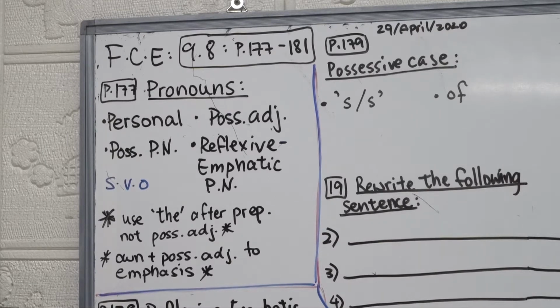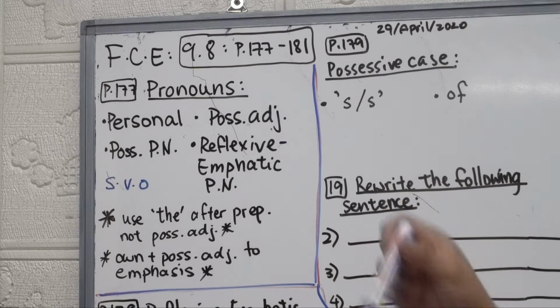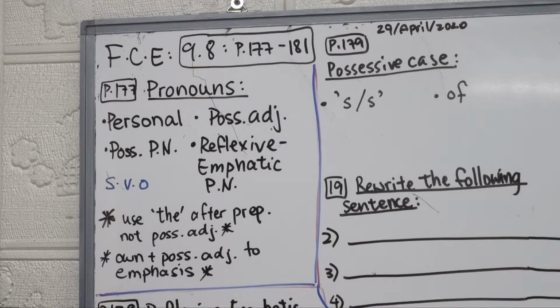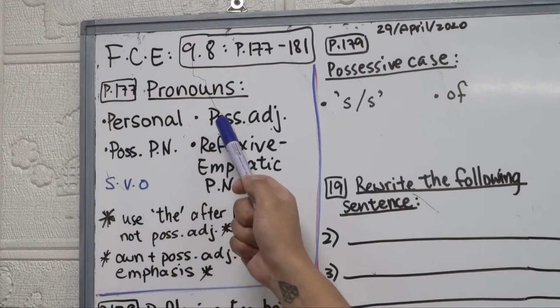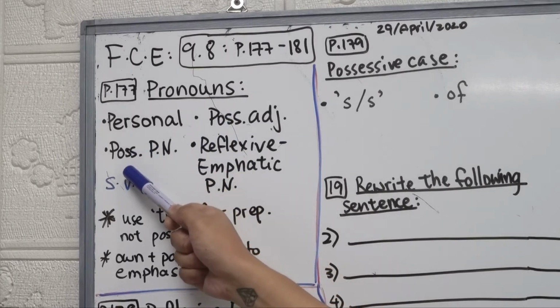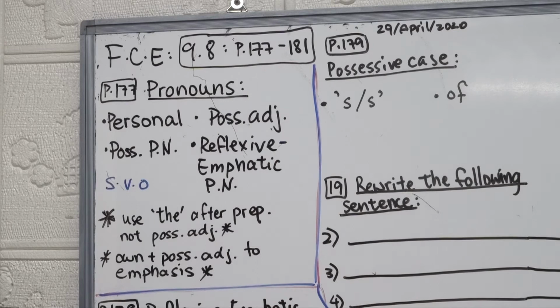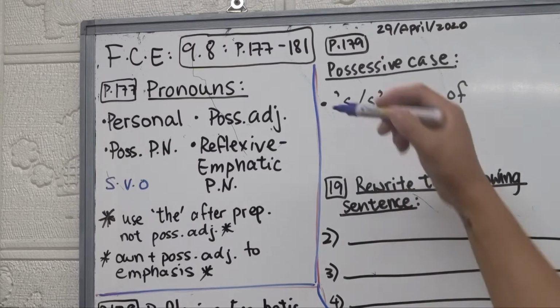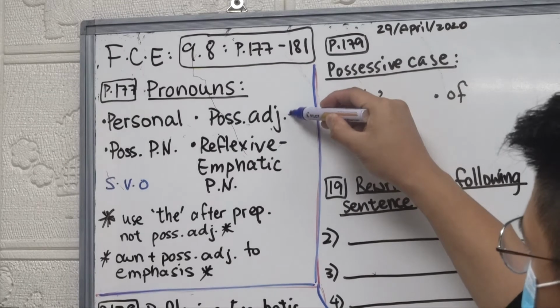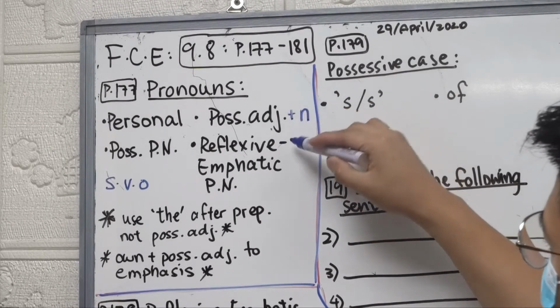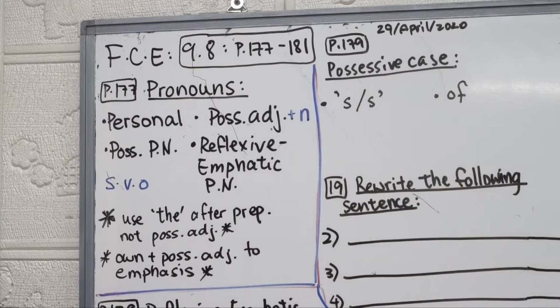Very simple. And then for possessive adjectives, all right? Be careful because there are 2 types of possessive. Remember, we have possessive adjectives and possessive pronouns. Let's take a look first at the possessive adjectives, all right? So the possessive adjective is to be followed by a noun, okay? So to be followed by a noun. That means after the possessive adjective, we have a noun.